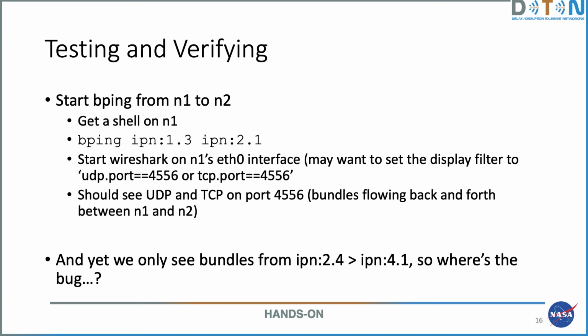So once you've done all that, testing and verifying, start bping from N1 to N2. So double click on the node on N1 and ping from IPN 1.3 to IPN 2.1, and then we can start Wireshark. And what you should see are UDP and TCP bundles both on 4556. And yet if you follow the instructions on the previous slide, you'll only see bundles moving from 2.4 to 4.1.